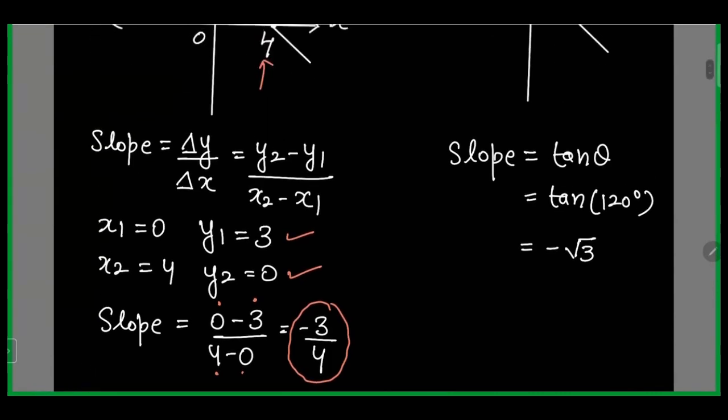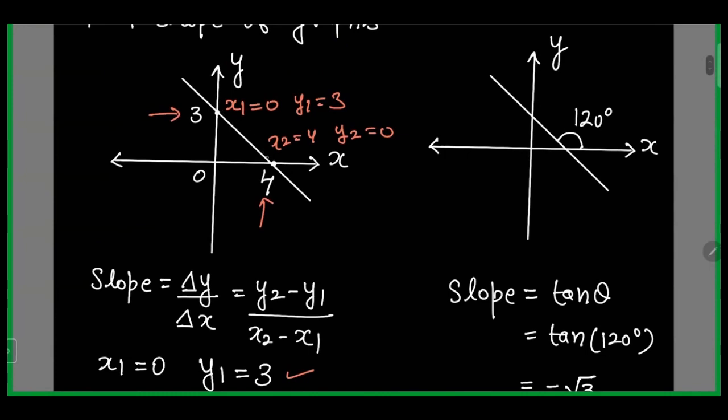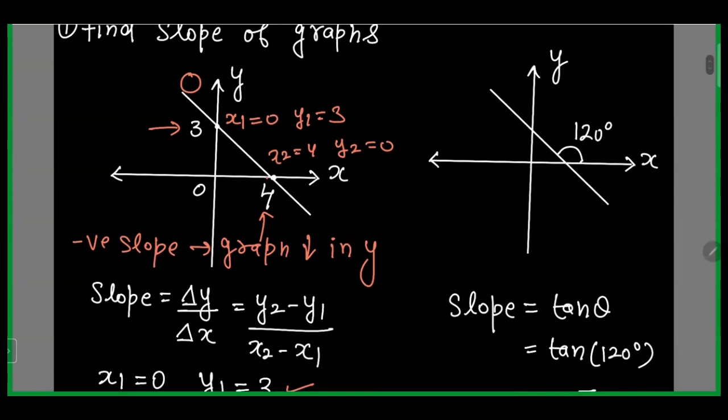So what does a negative slope mean? That your graph is actually decreasing in y. So negative slope means the graph is decreasing in y, or you can say your inclination is downwards. If I put a ball here, the ball will slide down very smoothly. So since it is sliding down, the slope is negative.